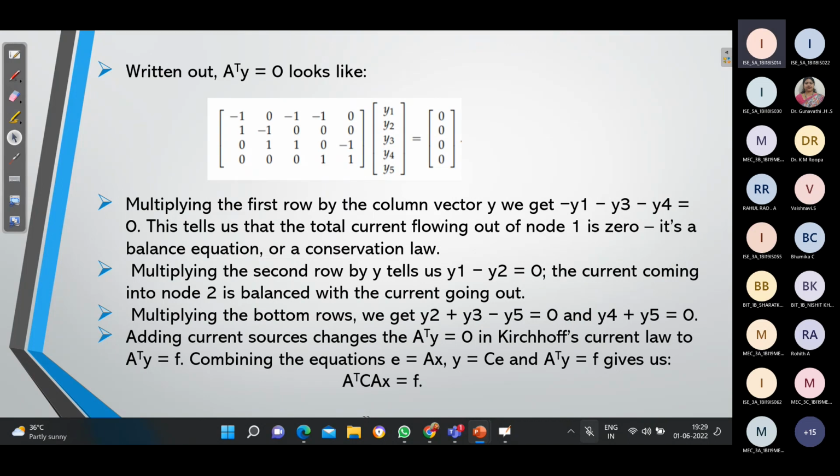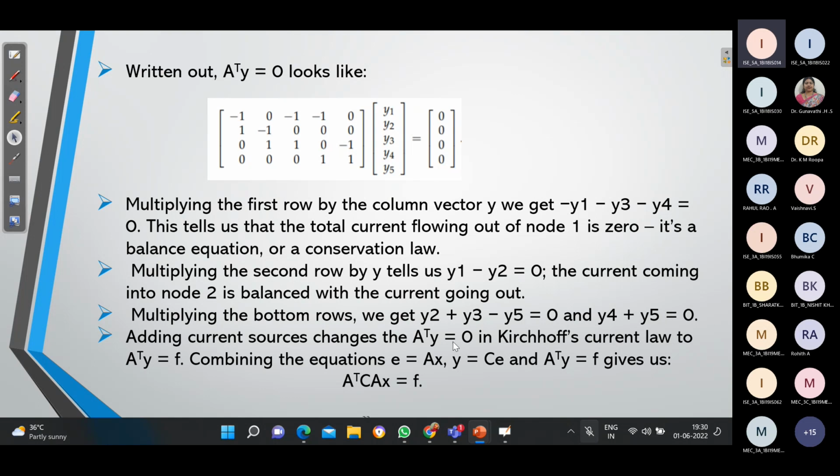Next, y1 minus y2 equals 0, so the current coming into node 2 is balanced with the current going out. Similarly for the third row and the fourth row. When you multiply the third row with the column, we get y2 plus y3 minus y5 equals 0, and the final row gives y4 plus y5 equals 0.